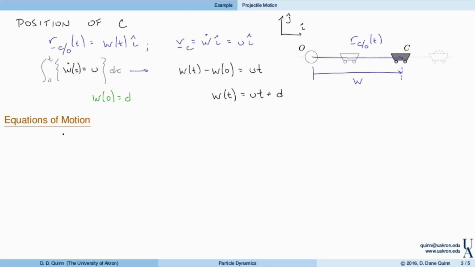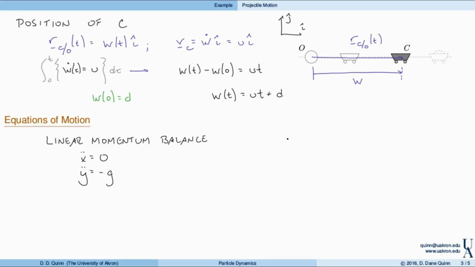Now, turning back to the particle, the equations of motion arose from linear momentum balance, and we've done this in a separate video lecture, so I won't repeat the derivation, but I will start off with the acceleration. So from linear momentum balance, we had x double dot was equal to 0, and y double dot was equal to minus g.